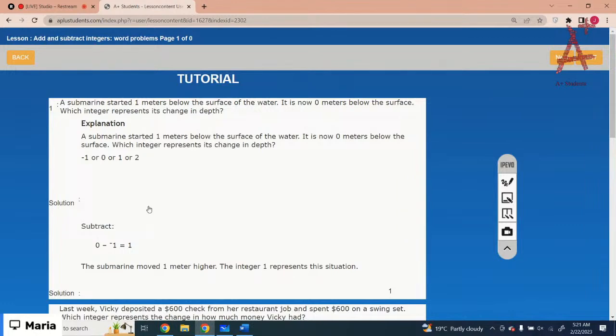A submarine started 1 meter below the surface of the water. It is now 0 meters below the surface. What integer represents its change in depth? So now it is on 0. And before it is below the surface. So below the surface means it is -1. So you have to do 0 minus -1. Subtracting a negative number is the same as adding. So it will be 0 plus 1, which equals 1.